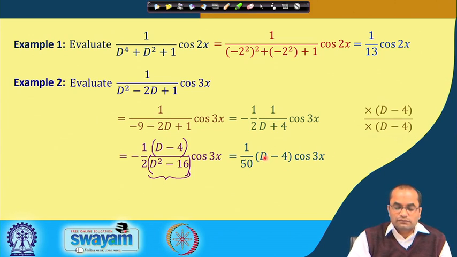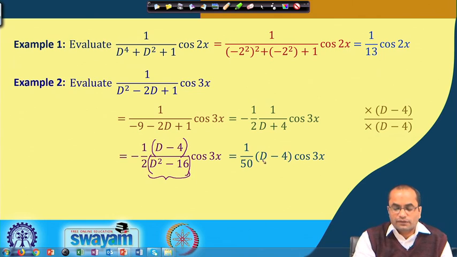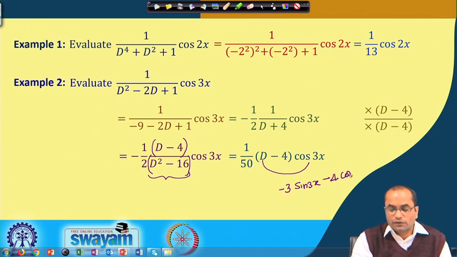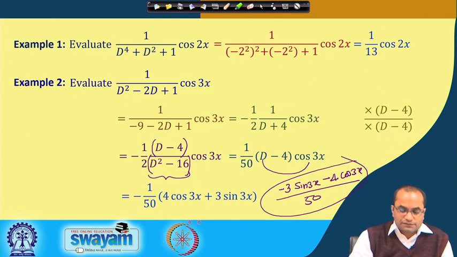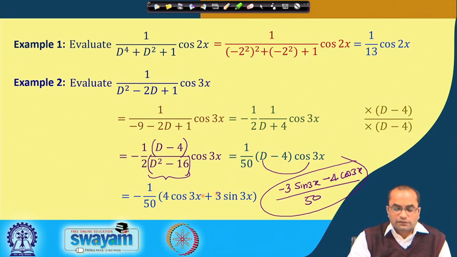and then we can operate this operator now, because once we have this d operator in the numerator, it is a simple differentiation. So, d on cos 3x will be minus sin 3x with the 3, and then we have minus 4 cos 3x, and then this 50 here. So, this is the value which we have written in this form, minus 1 over 50, the cos 3x plus 3 sin 3x.